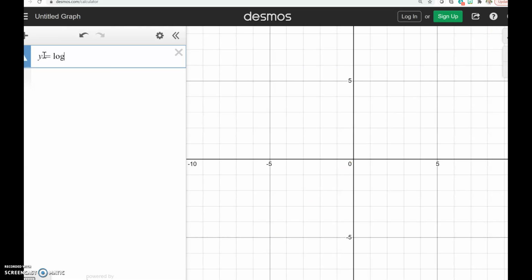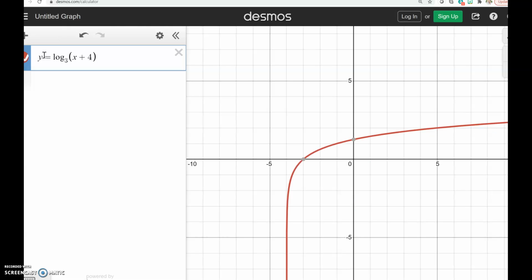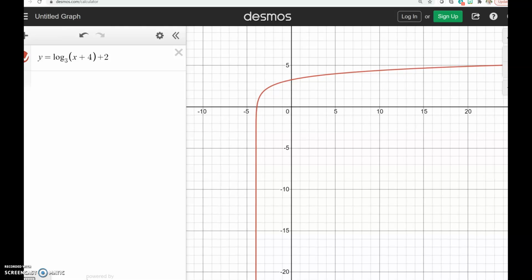Type in log, and when you start typing log, it looks italic. But as soon as you hit the G, it turns straight because it changes that into the log function. To get the base, you push Shift and your dash button. That's like the underscore button. That moves it down into the subscript so that you can put in your base of 3. Use the right arrow to get out of that subscript, and then you can do parentheses x plus 4. Close your parentheses. +2. And then that will show you the picture of the graph.